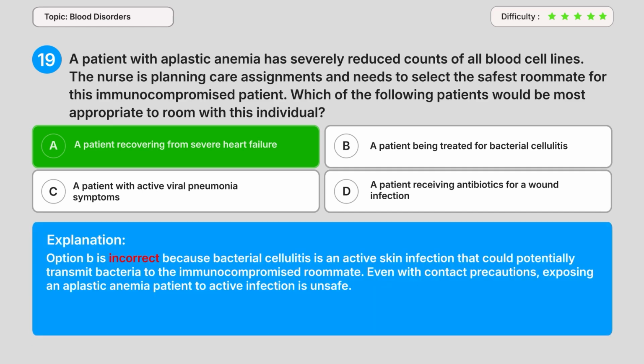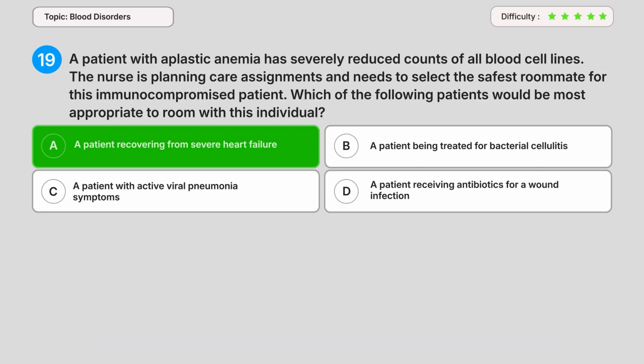Option B is incorrect because bacterial cellulitis is an active skin infection that could potentially transmit bacteria to the immunocompromised roommate. Even with contact precautions, exposing an aplastic anemia patient to active infection is unsafe.